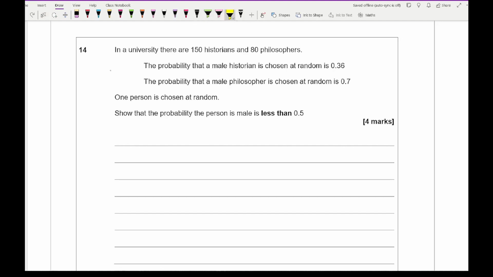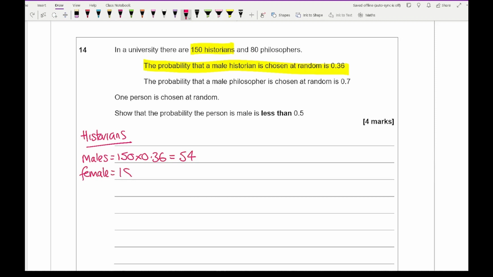Well, if we look at this information here and the 150 historians, let me just start by writing a heading of historians. We know that the number of males is going to equal 150 multiplied by 0.36, which equals 54. So that means that the number that are female is going to be 150 minus 54, which gives me an answer of 96. Now I'm just going to put a little bubble around that, and I'm just going to highlight these two bits of information.